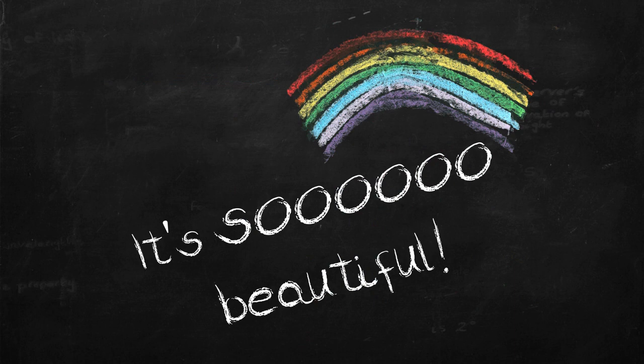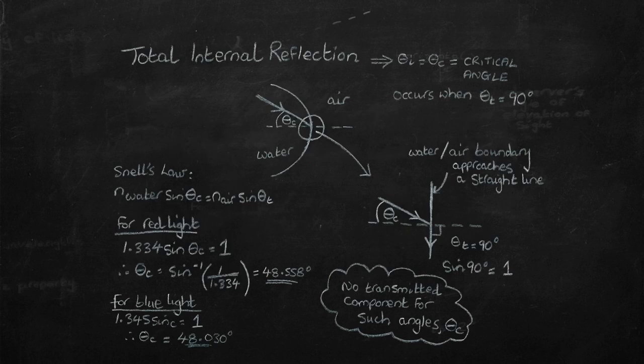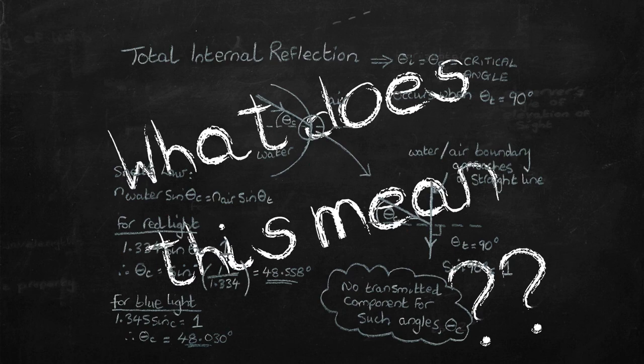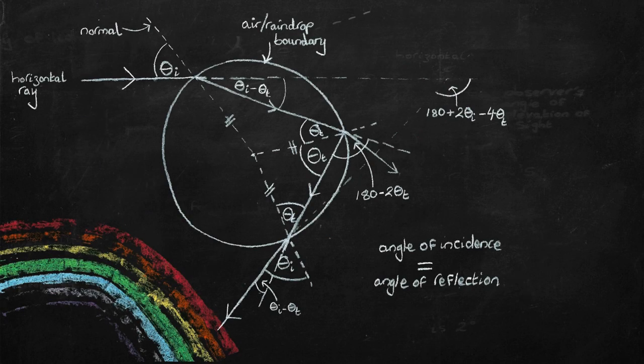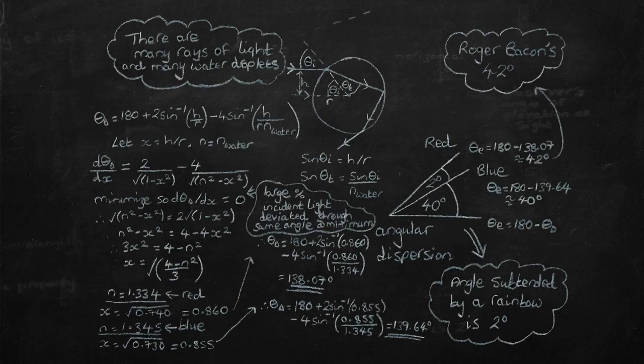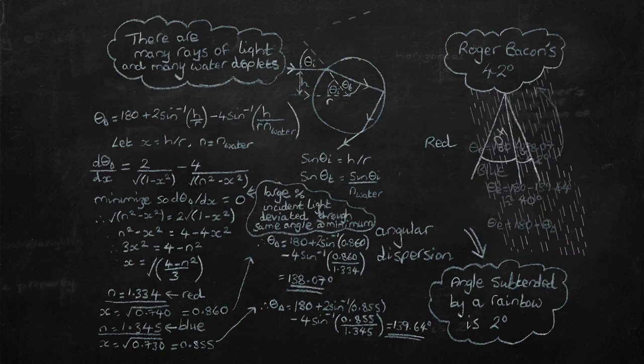So beautiful. Moreover, at critical angles, total internal reflection occurs, such that there will be no transmitted component at all for such angles. What does this mean? Sometimes the light will remain trapped within the raindrop by bouncing around, but there are occasions when it passes across the interface and once more into the air. It can be shown geometrically, together with Snell's law, that the transmitted light emerges into the air at an angle of theta I normal to the surface of the raindrop. However, there are many rays of light and many water droplets making up the cloud, and each small drop contributes to the effect of the whole rainbow arc.